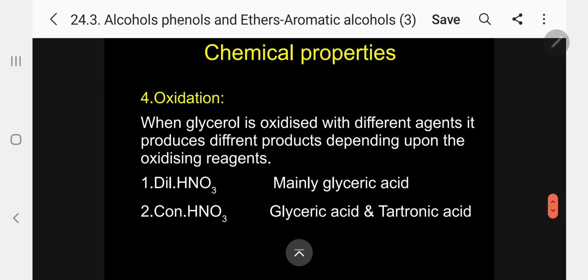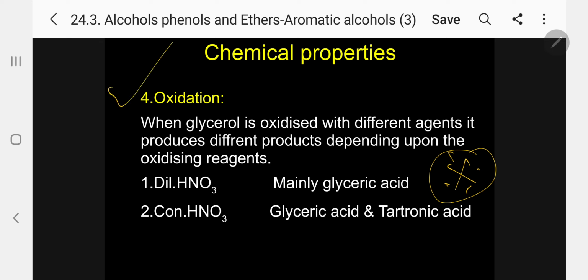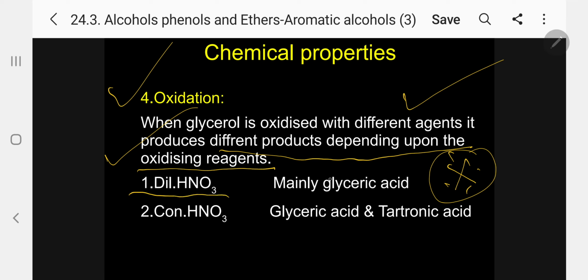The next one, oxidation. This is a very, very important reaction under glycerol. With different reagents, different products are formed. Normally, questions will be asked only on this. When glycerol is oxidized with different oxidizing agents, it produces different products. With dilute nitric acid, mainly glyceric acid. With concentrated nitric acid, glyceric acid and tartronic acid.